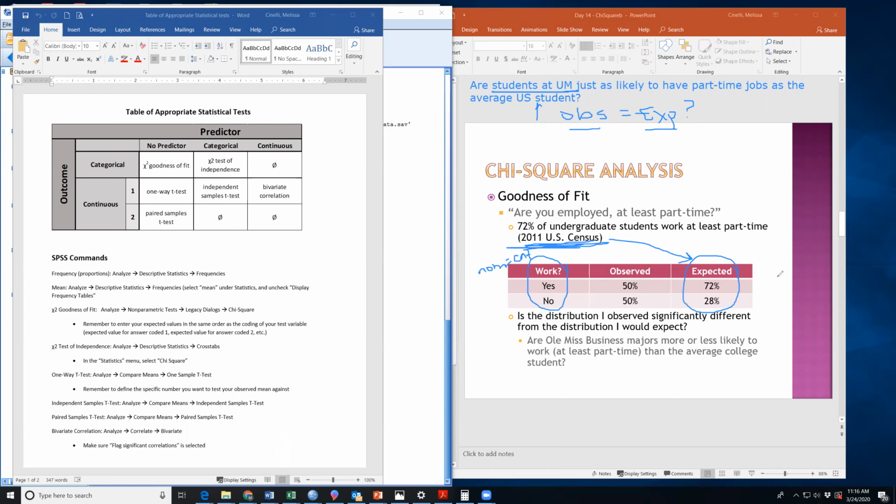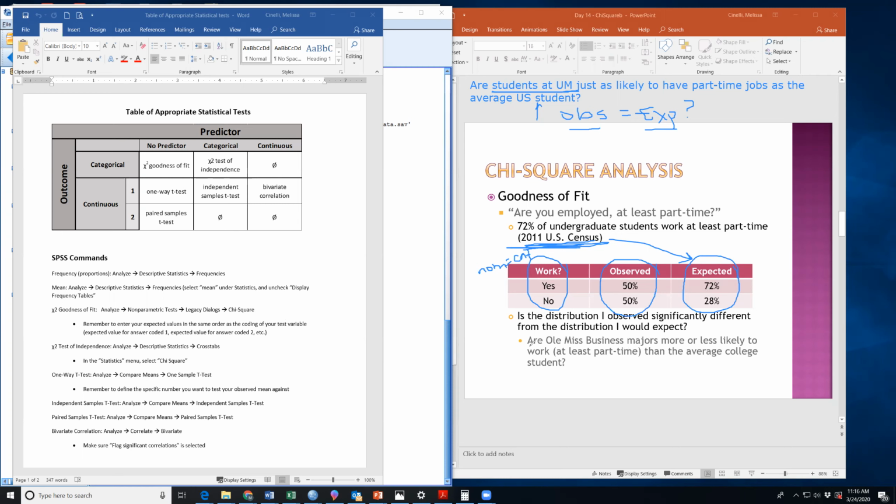In the actual survey data, what was observed in my sample is that 50% of students said they worked at least part-time and 50% of students said that they did not, all right? So the question is, are these numbers so different that the difference is unlikely to be due just to chance and error? Or are these differences pretty small, and I think it's just a fluke of my specific sample, and that Ole Miss students are just like the average US student?